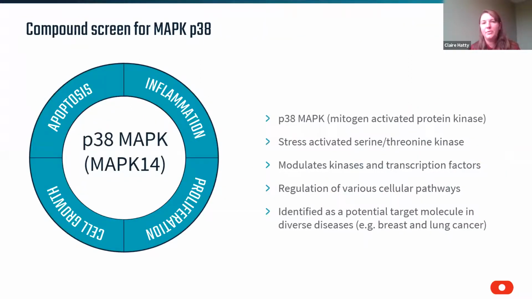So the final example here is just a compound screen against the P38 mitogen activated protein kinase, a stress activated serine threonine kinase. This kinase has a role in regulation of various cellular pathways, such as apoptosis, inflammation, cell growth, and proliferation. It's also been identified as a potential target in a range of diverse diseases, including breast and lung cancer.